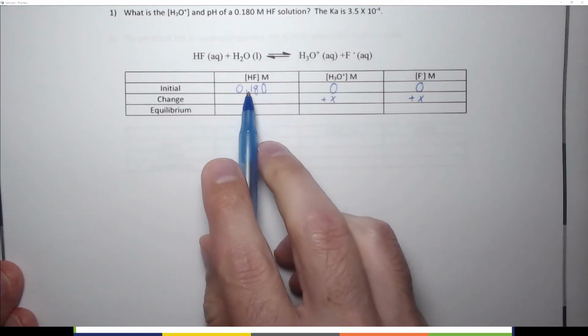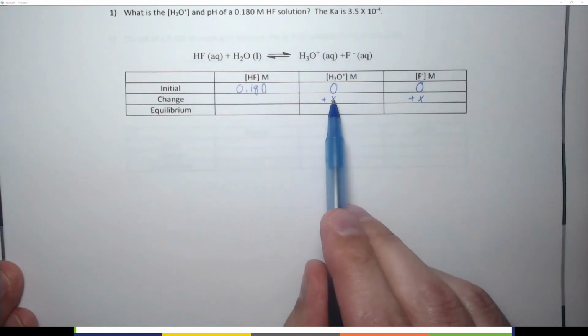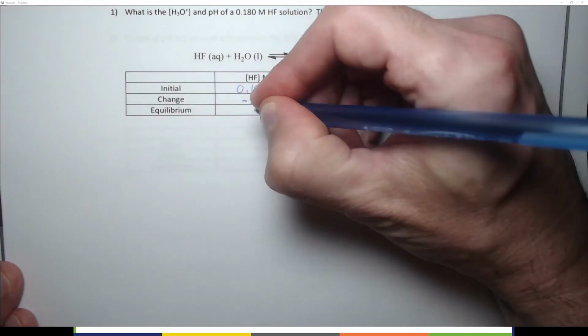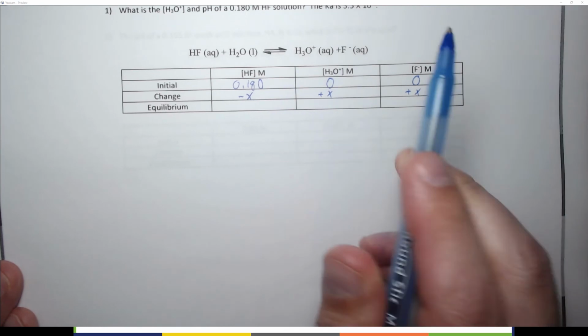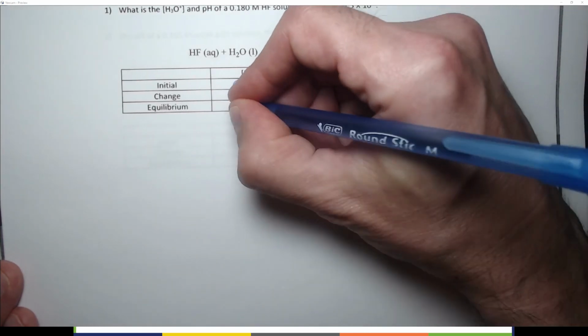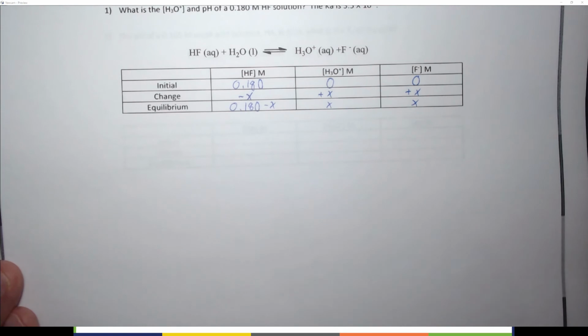So we're going to gain x of this and x of this. How much of this are we going to lose? Well, because the stoichiometry is 1-to-1, that's why we get 1x of this and 1x of this, we're going to lose 1x of this because one of these forms one of these and one of these. So we gain x of these, we lose x of this. At equilibrium, we're going to have 0.180 minus x. Here we're going to have x, and here we're going to have x.